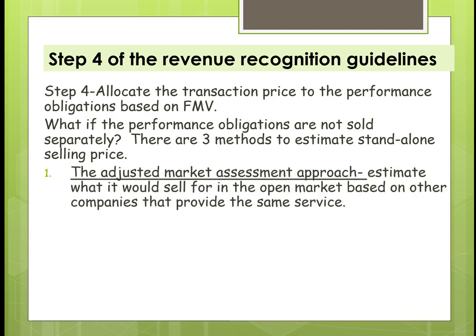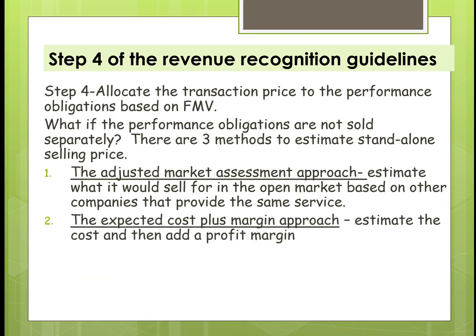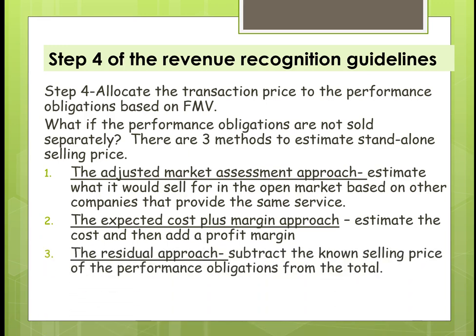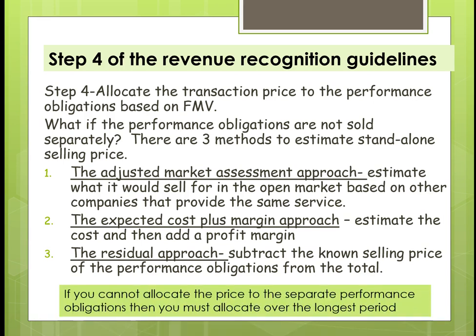We have the adjusted market. We estimate what it would sell for in the open market based on other companies that provide the same service. We estimate the cost and then add a profit margin, or residual price, subtract the known selling price of the performance obligation from the total, allocate the rest to the other obligation. So we'll work through all three of these. If you cannot allocate the price to the separate performance obligation, then you must allocate over the longest period.